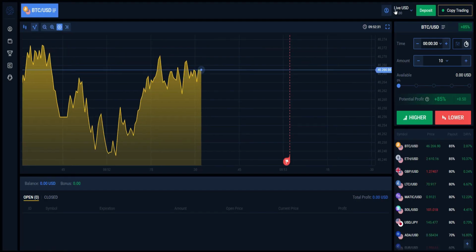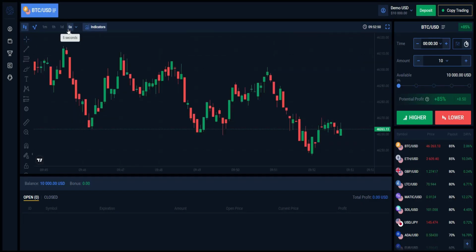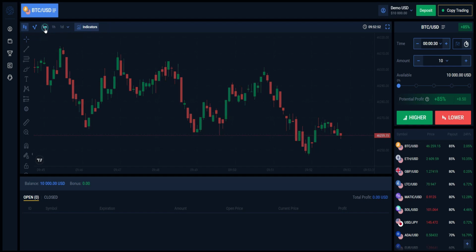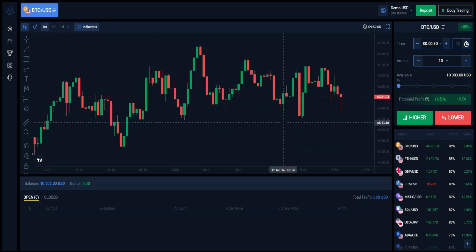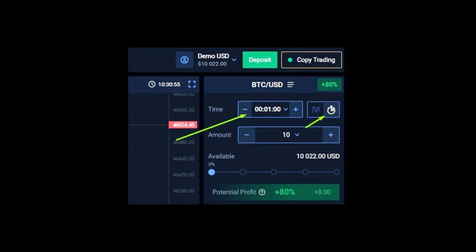In the top left, you'll find the selection for the candle duration, and on the right, the expiration and trade amount. Expiration can be time-based or flag-based, starting from 30 seconds. The minimum trade is $1.